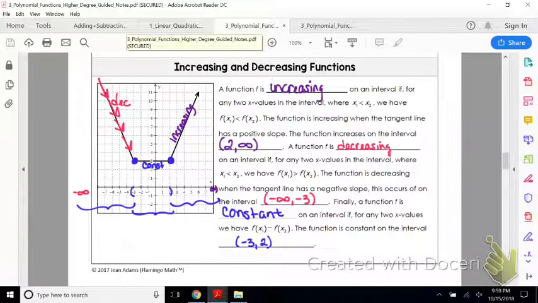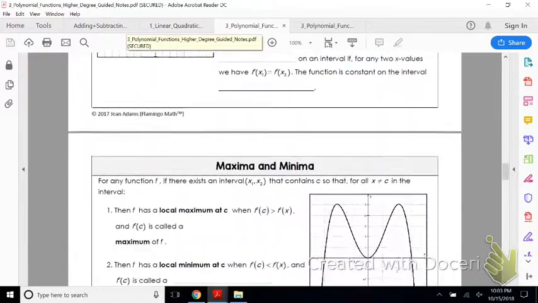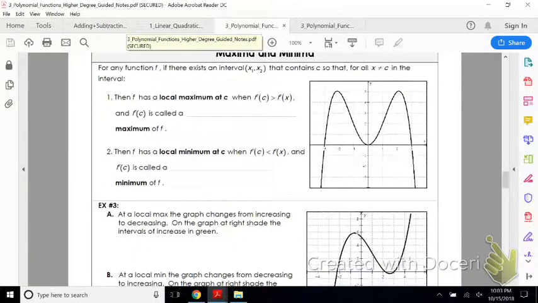All right, I'm going to go ahead and include the next part with this because we've already talked about it. So our next part is going to be maxima and minima, and it says for any function f, if there exists an interval from x1 to x2 that contains a c, so that for all x not equal to c in the interval, then f has a local maximum at c. It's just notation, guys. When f of c is greater than f of x, f of c is called a relative maximum of f.